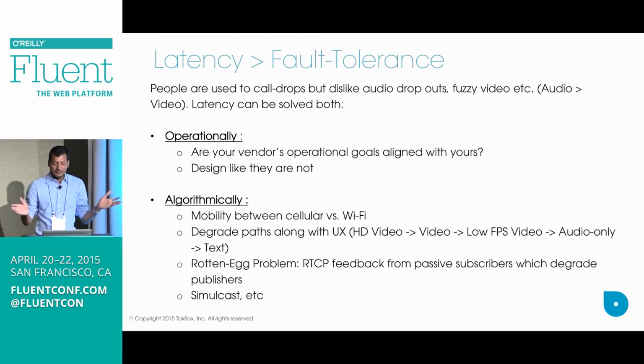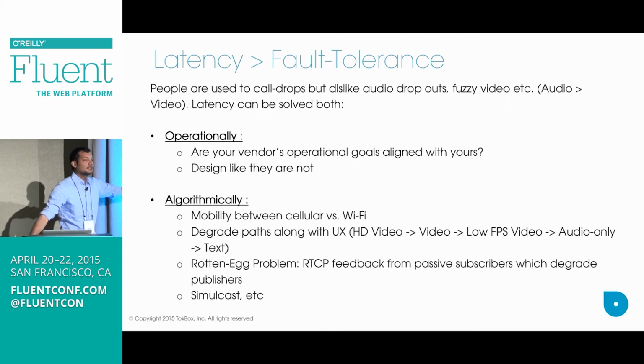There are 2 real ways of solving this. Operationally, you need to make sure you pick the right vendors, and you always assume that they will screw it up. And then you design algorithmically in terms of how you can solve those problems. Mobility is a huge issue in real-time communication apps. I have a mobile app. I'm on a bad Wi-Fi network in some crazy coffee shop. How do I degrade? How do I fall back effectively from the best possible experience all the way to something which is usable in some elegant path?